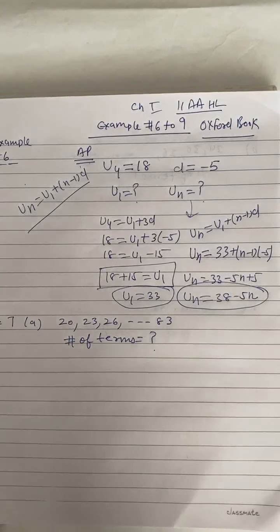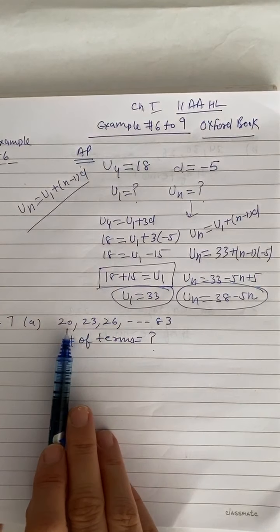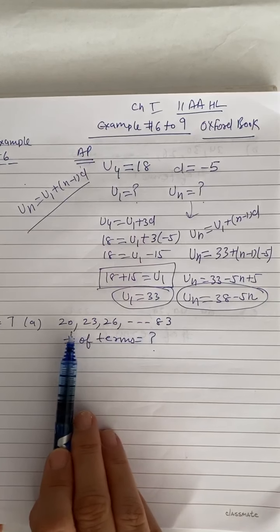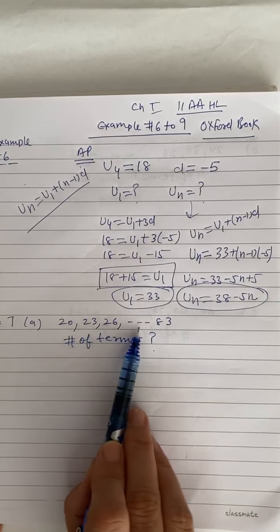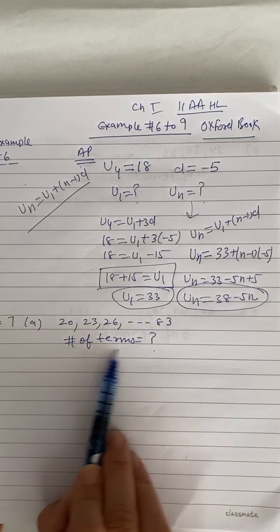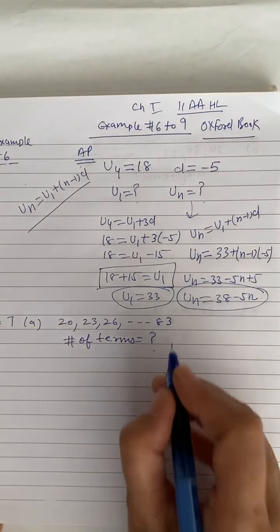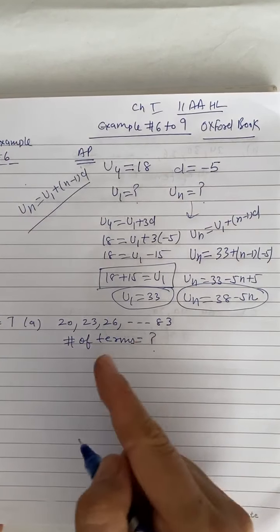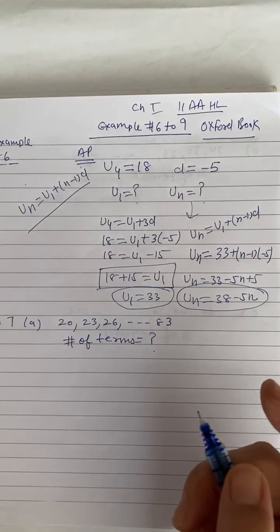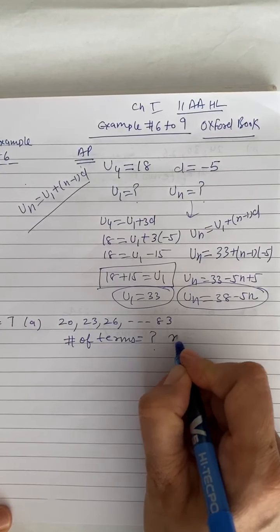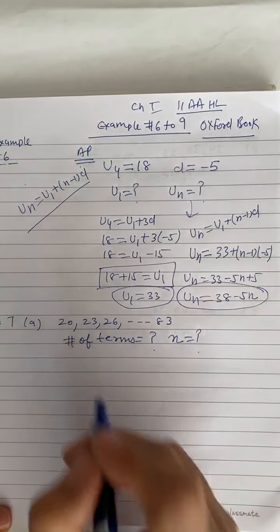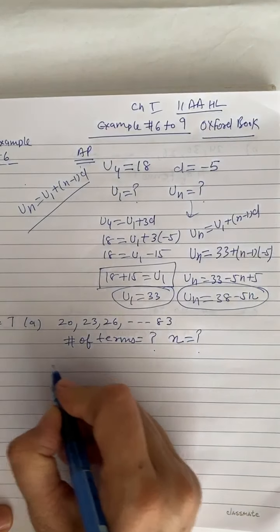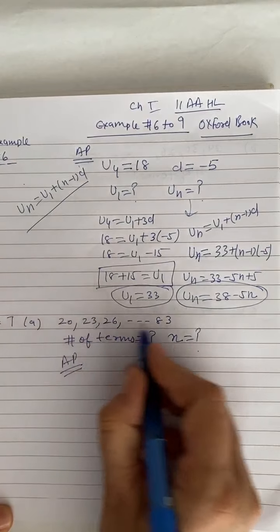Now the next example. If you look at this, it's given that it's an arithmetic progression, and the terms are 20, 23, 26, and so on up to 83, and you have to find the number of terms in this case. For number of terms, always change the question using the notation. We know that for number of terms we use n, so we need to find n here. Now we need to see that it is an arithmetic sequence. So AP, this is given also, and you can see from here as well.